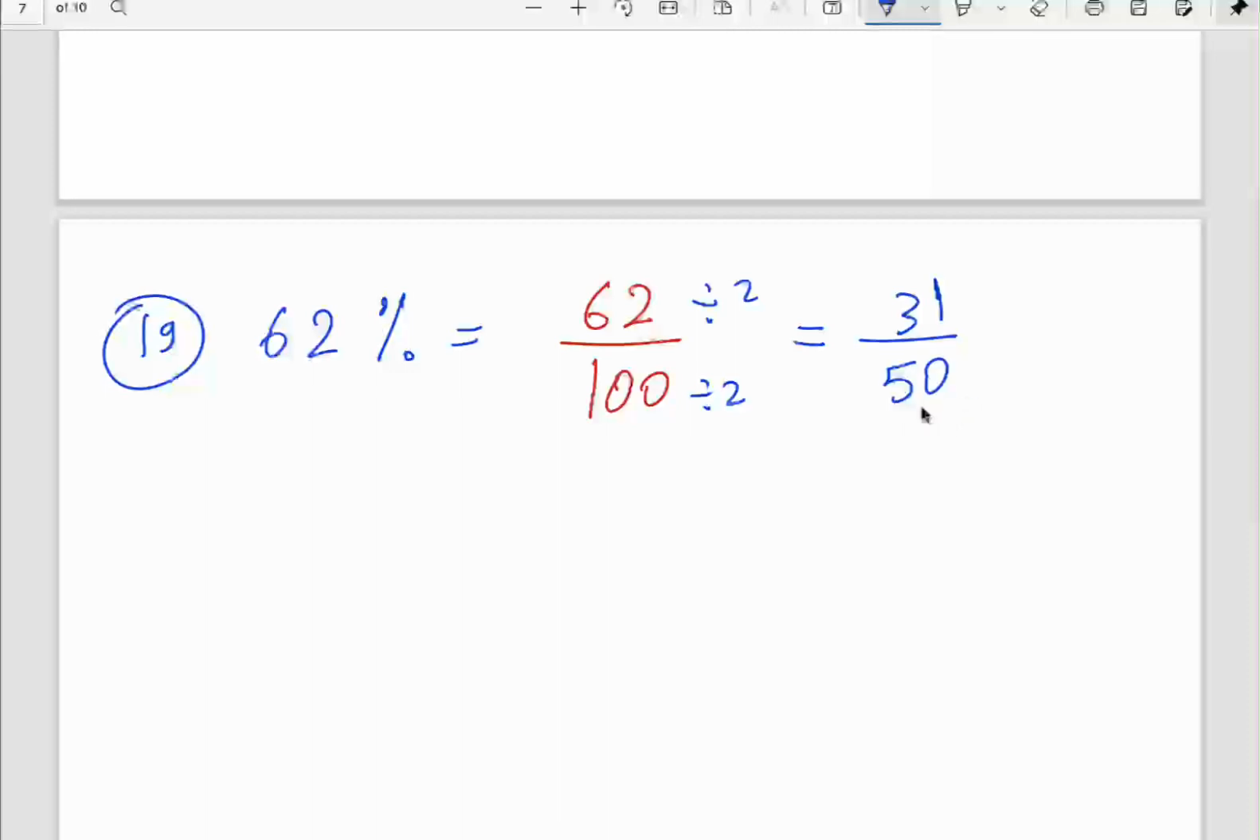Now, can we divide by 2 or 5? No, we can't divide. So this is the simplest form. 50 is divisible by 2 and 5 and their multiples. Nothing else. So we cannot divide by any common factor here. So this is the simplest form. Thank you, my hero. And now let's move to question 20.